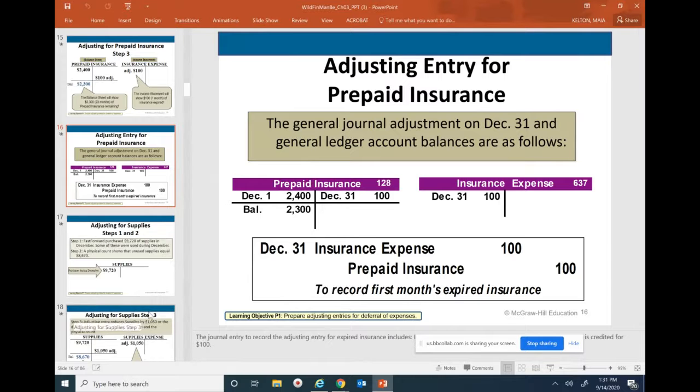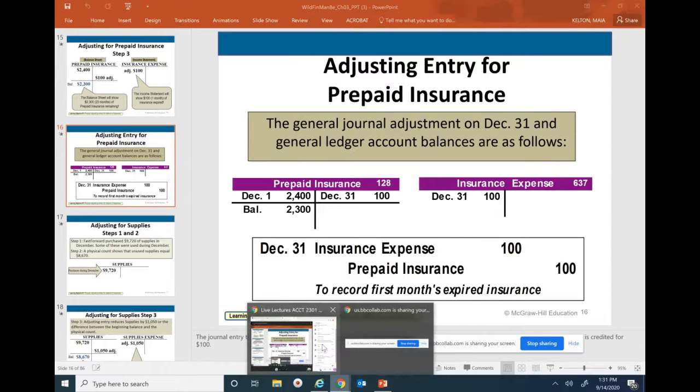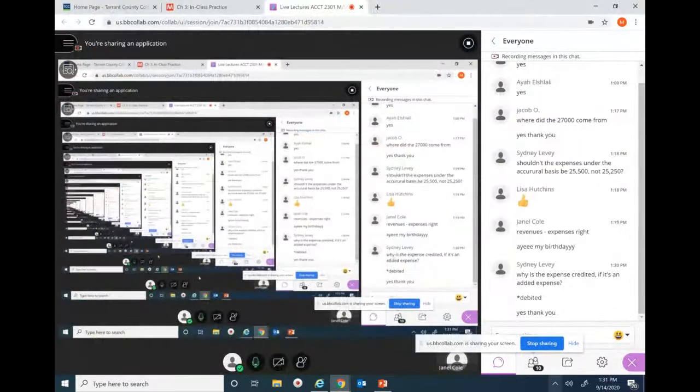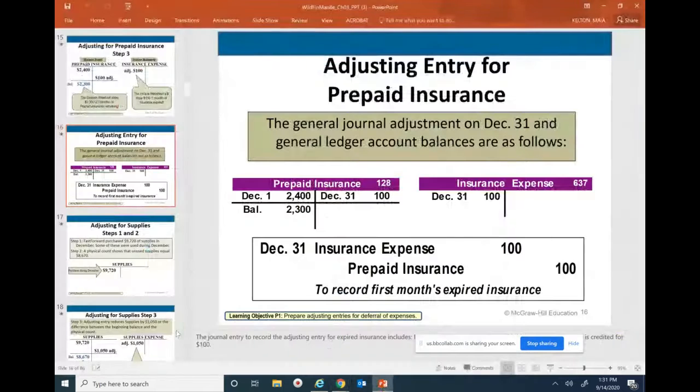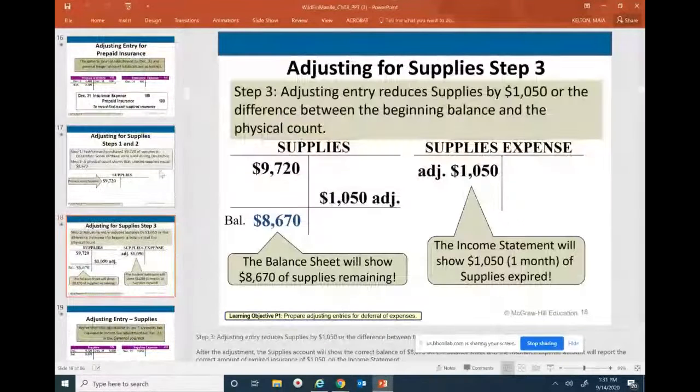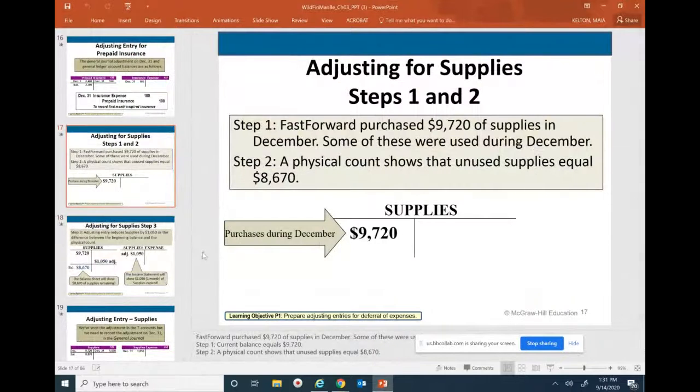Okay, if that answers your question, let me see if it does answer your question. Okay, I will continue with the next example. So here is another example of a deferred expense. Earlier we talked about the supplies are a prepaid expense. We purchase supplies today to use them in the future. And long-term assets are prepaid expense, so we'll do that after supplies.